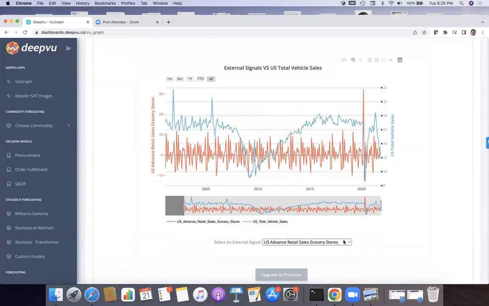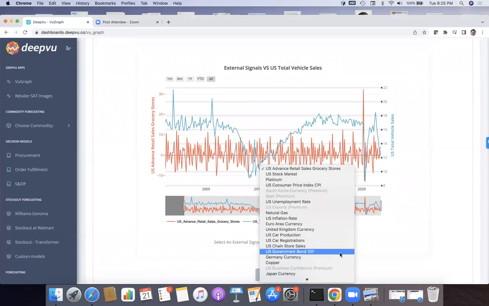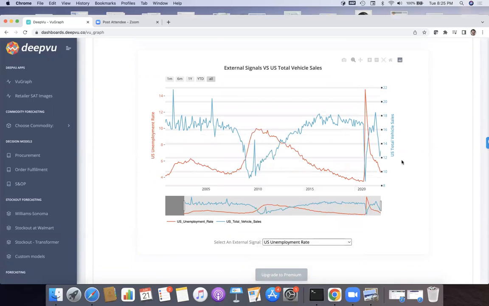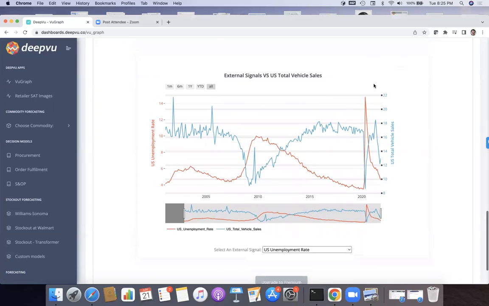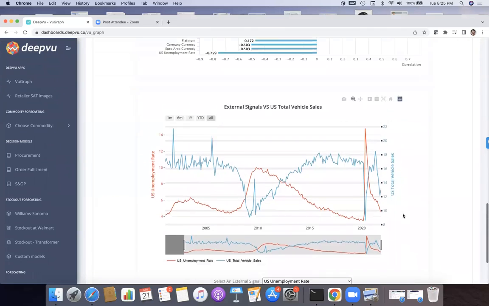And then you can actually visualize the time series against each other. For example, if you wanted to take a signal like unemployment rate, which peaked at 14.8% in Q2 of 2020, and of course the car sales tanked that month in May 2020, right? But then things started reversing into 2021, and you can play around with these in the dashboard.